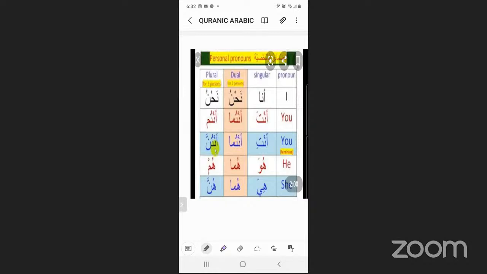Because in English we have singular and plural, here it's singular, dual and plural in Arabic. So in Arabic there's also dual. Huwa, huma, hum, hiya, huma, humna. Anta is you, one singular person. Antuma, two people. Antum is three or more people. You for a female is anti, antuma, antumna.